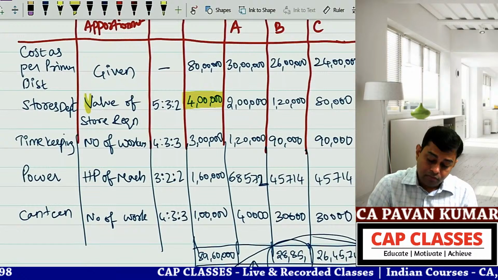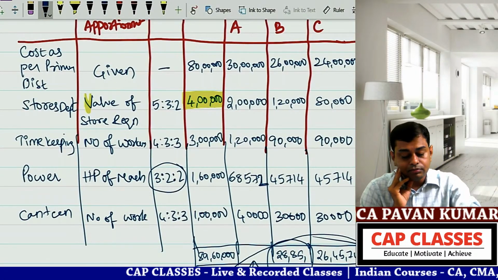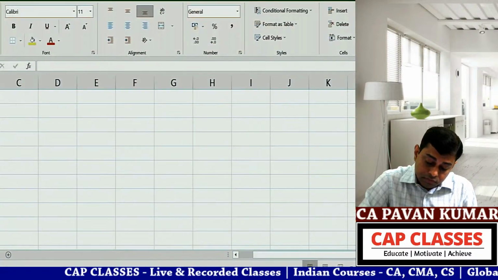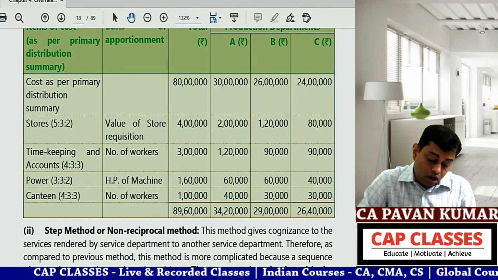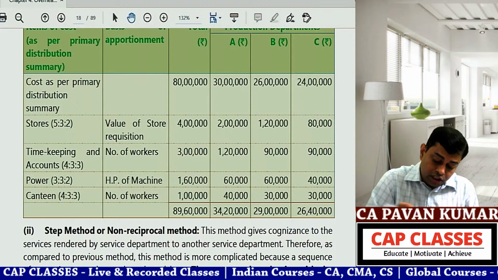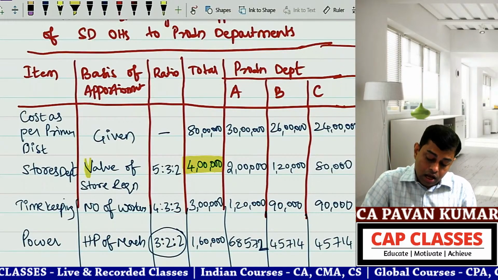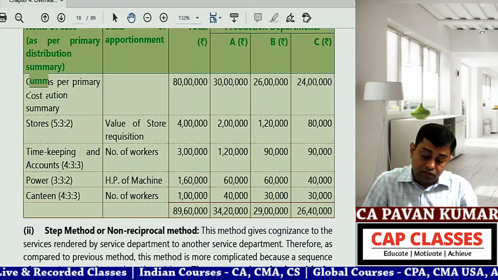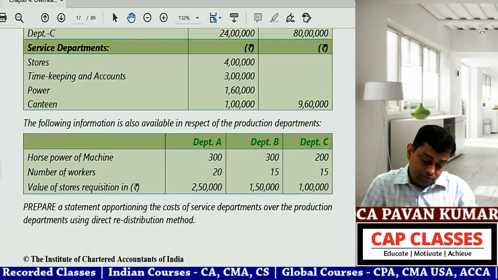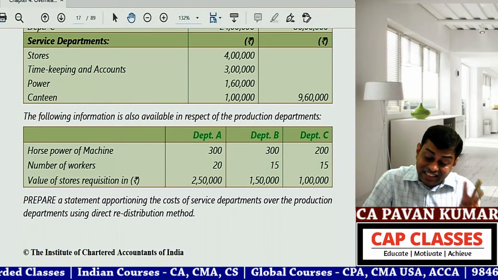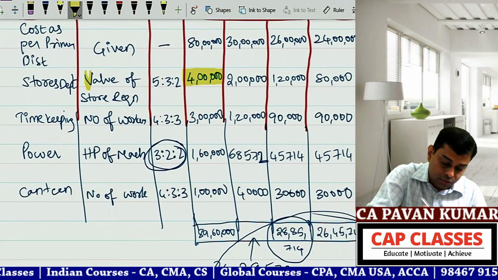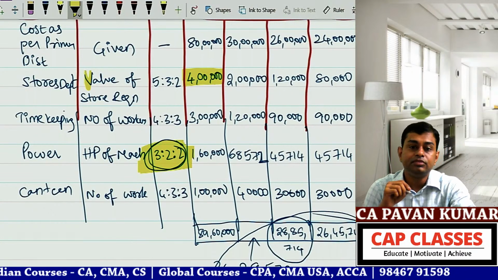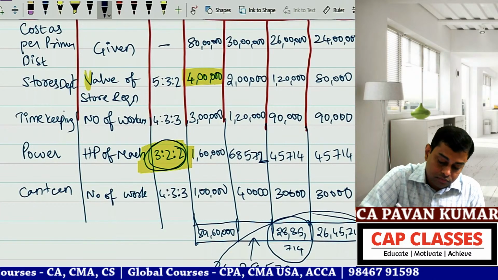Power should be horsepower of machine 3:2:2. Correct. Horsepower of machine, how much? Did we do it wrong? Yeah, 3:3:2. Oh, this is a mistake. I have taken 3:2:2, but in the question it is 3:3:2. Please make a note. We have done 3:2:2. It is a mistake. It is 3:3:2. Please be careful.